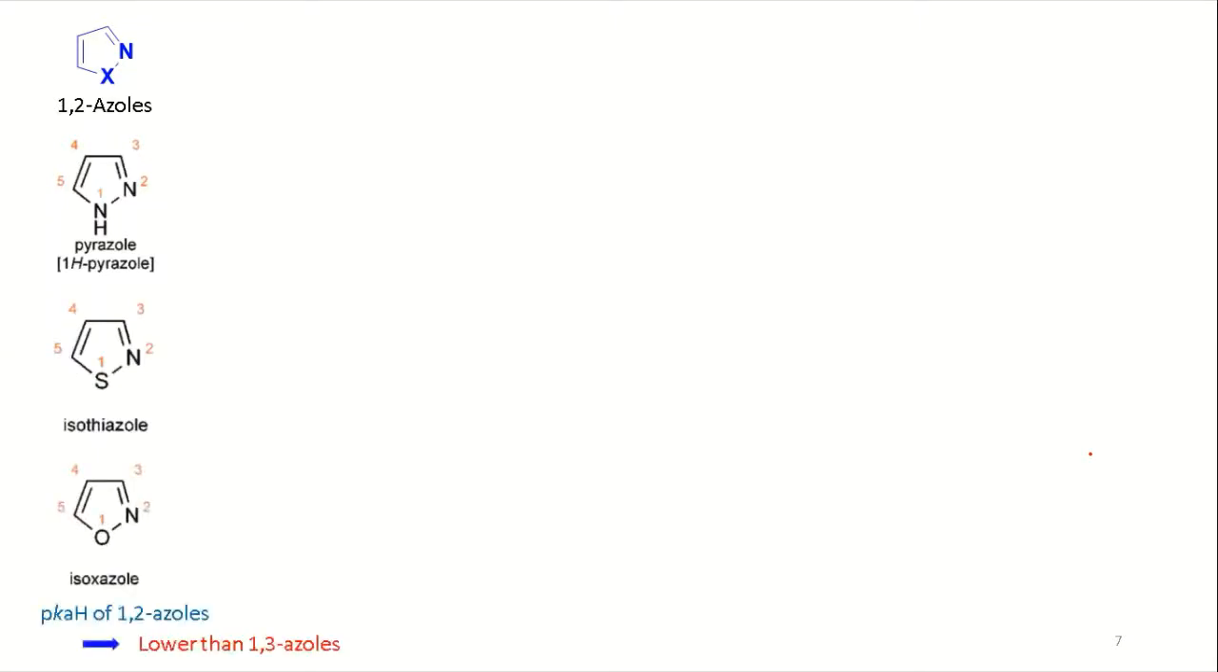Now the 1,2-azoles will have lower pKa than 1,3-azoles, meaning they will be less basic compared with the similar 1,3-azole compounds. So imidazole will be more basic than pyrazole, thiazole will be more basic than isothiazole, and oxazole will be more basic than isoxazole.